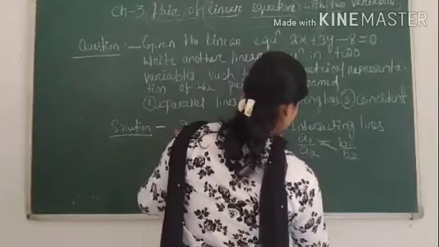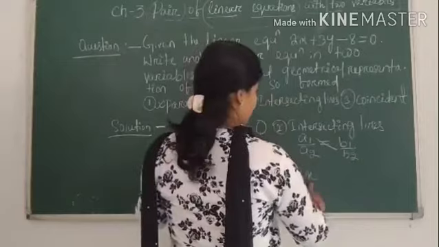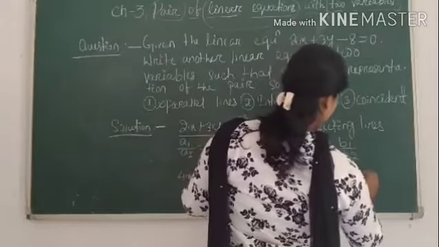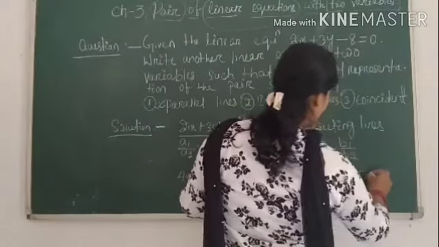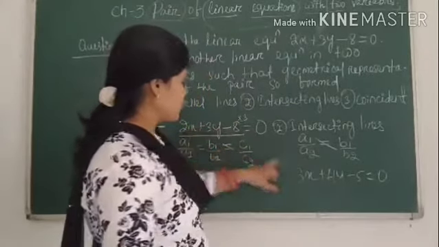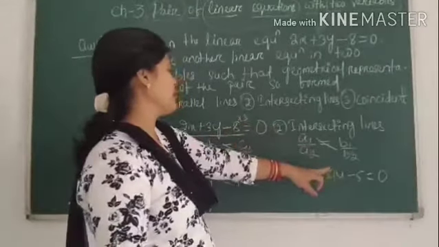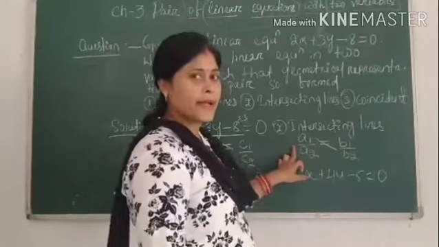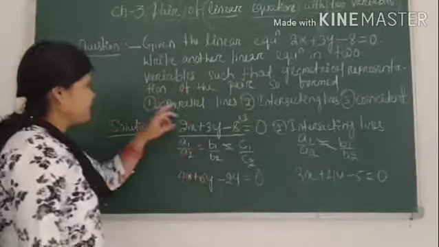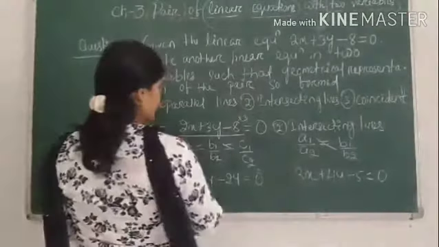So here suppose I will write 3x plus 4y minus 5 is equal to 0. Check this one. So a1 by a2 means 2 by 3. b1 by b2 means 3 by 4, minus 8 by 5. So your condition is satisfied. So here I am getting intersecting lines. Then come to our third one.